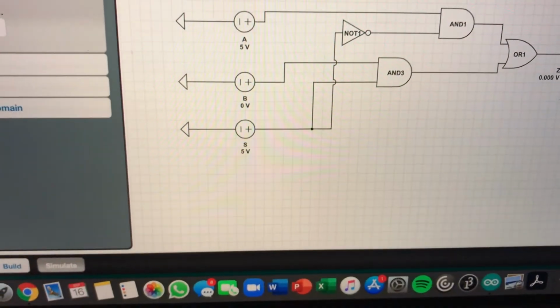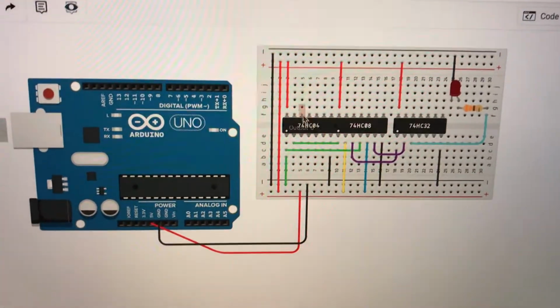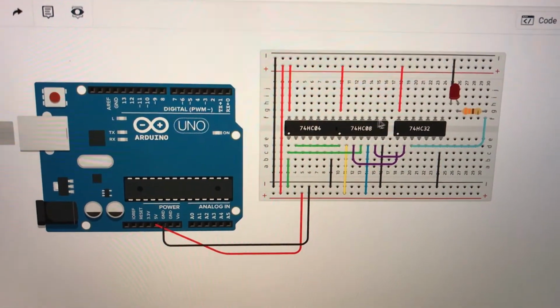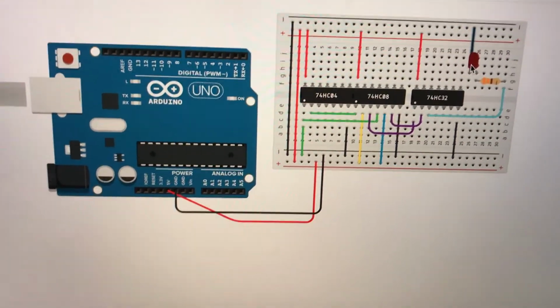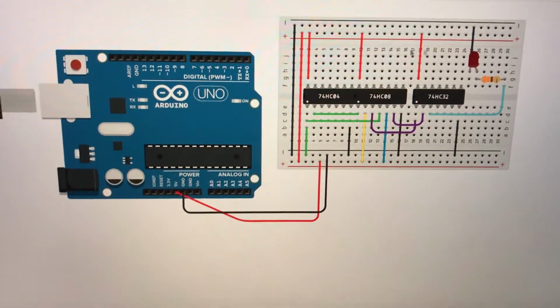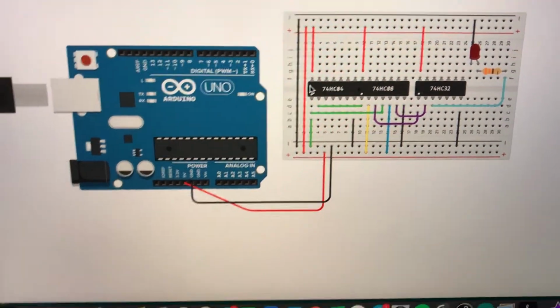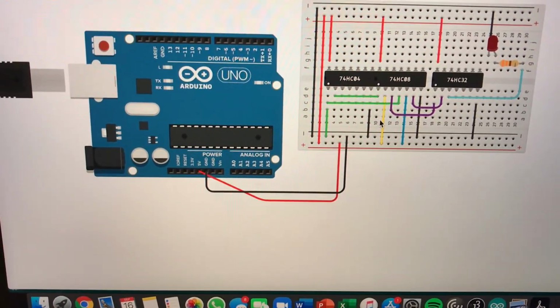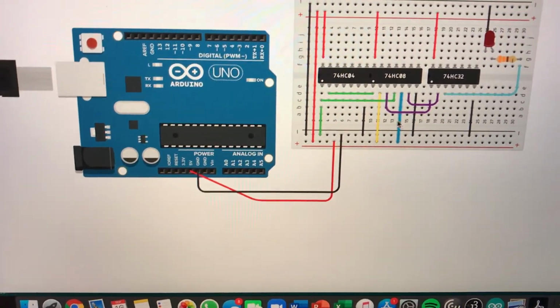So then part 4 is making this in Tinkercad. We have our NOT chip, our AND chip, and our OR chip. We see the 330 ohm resistor then to the LED, and that's grounded. Red is power, black's ground. We see the selector green, the A input yellow, B is blue.